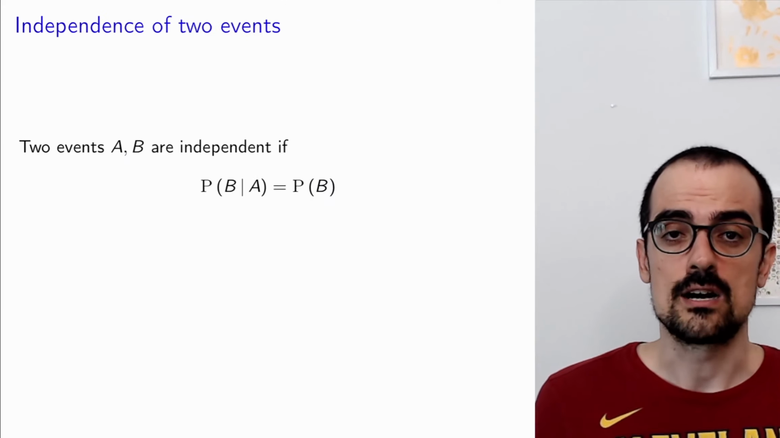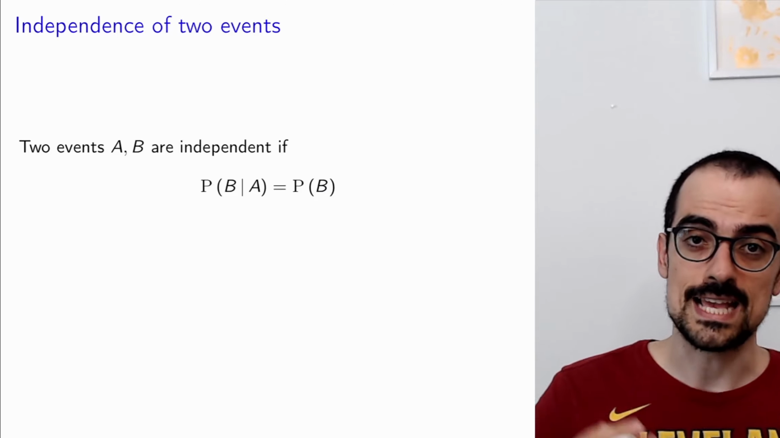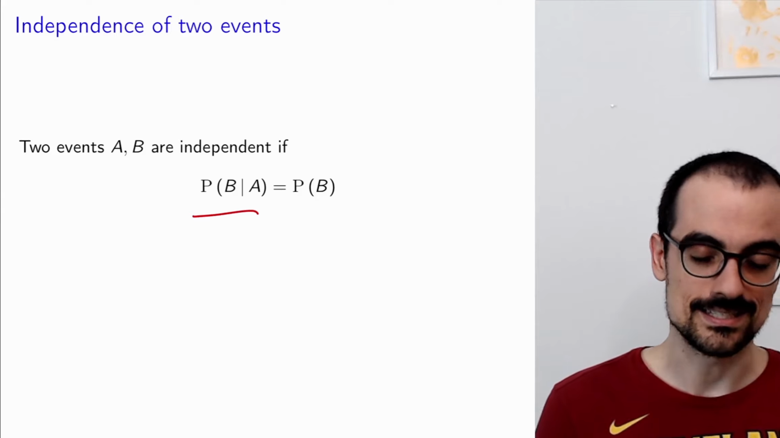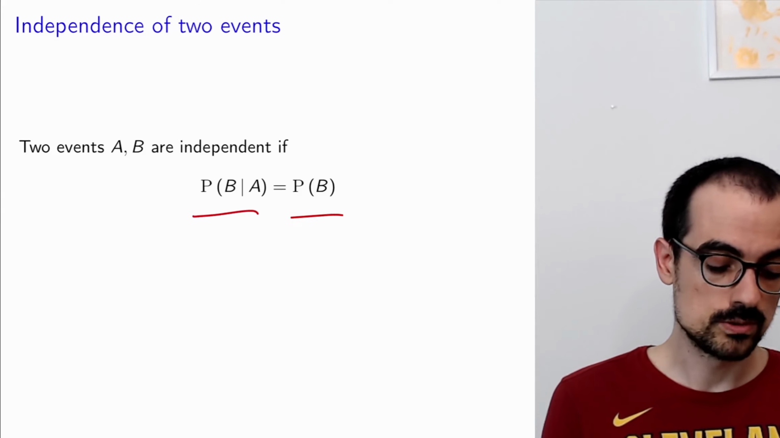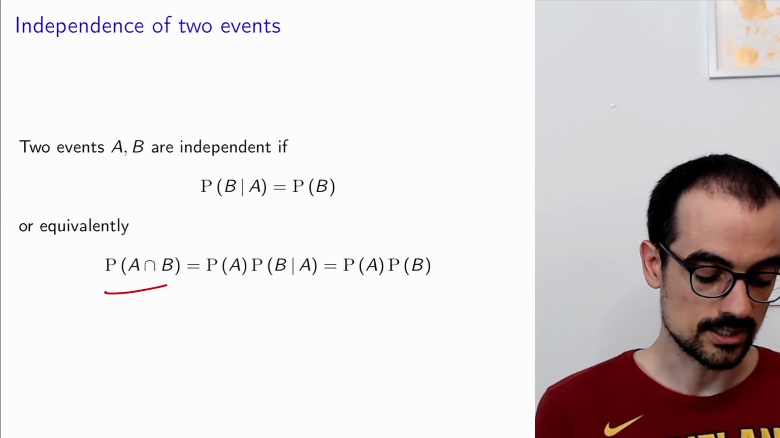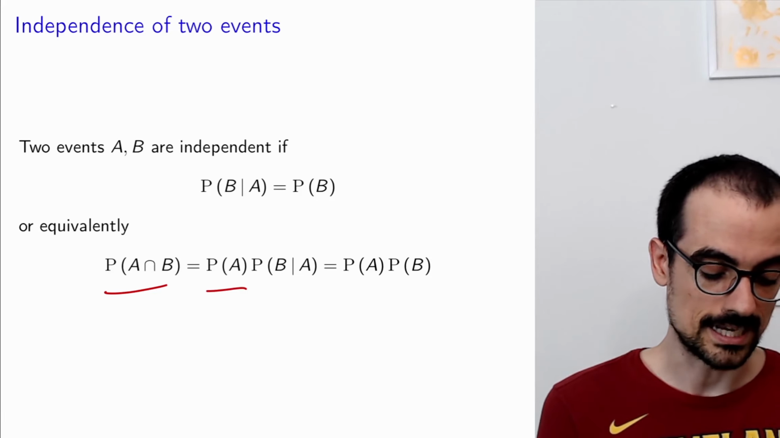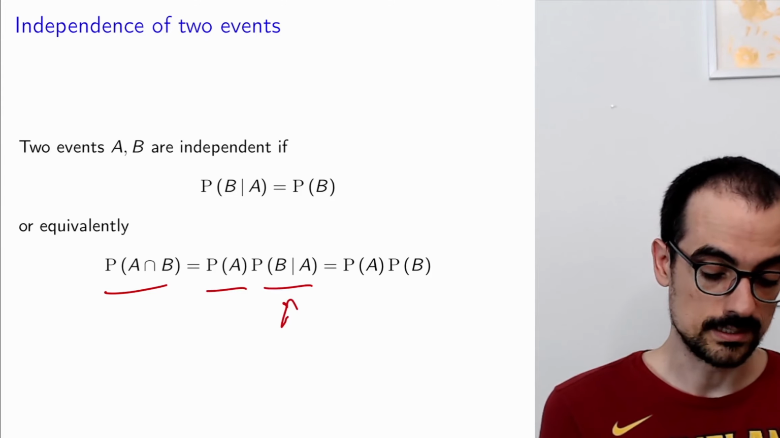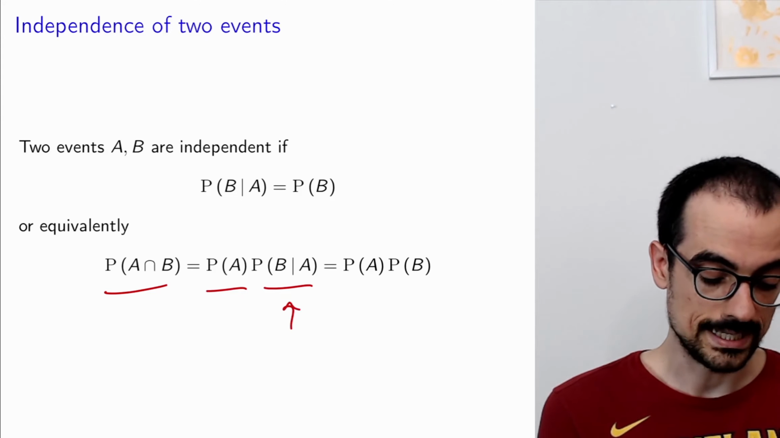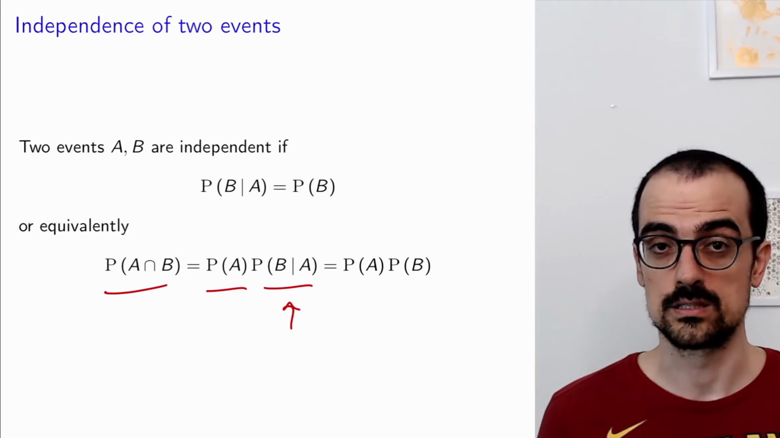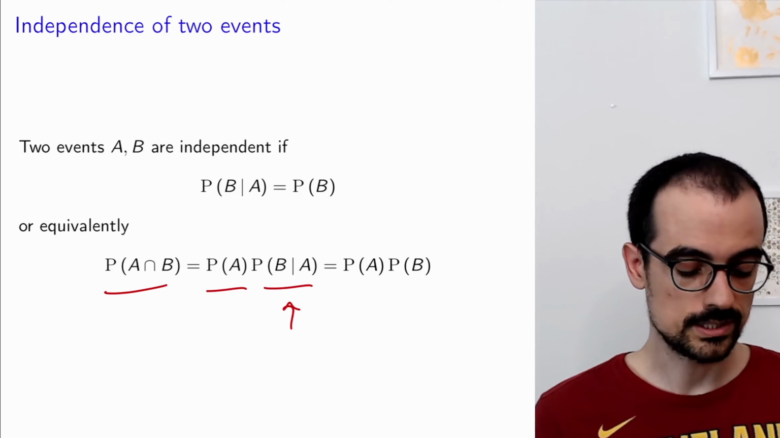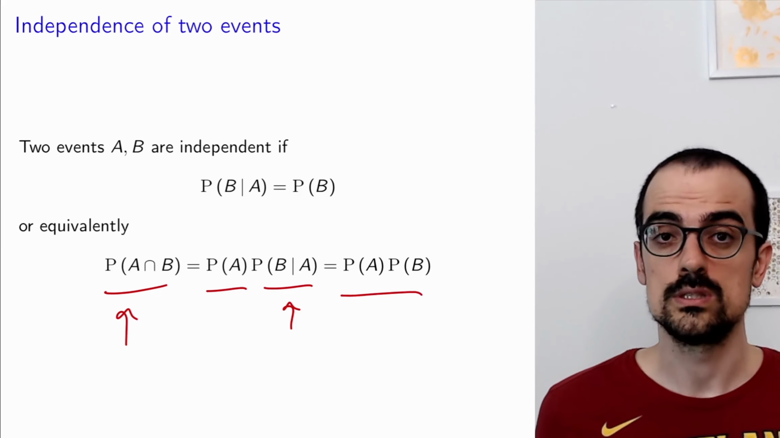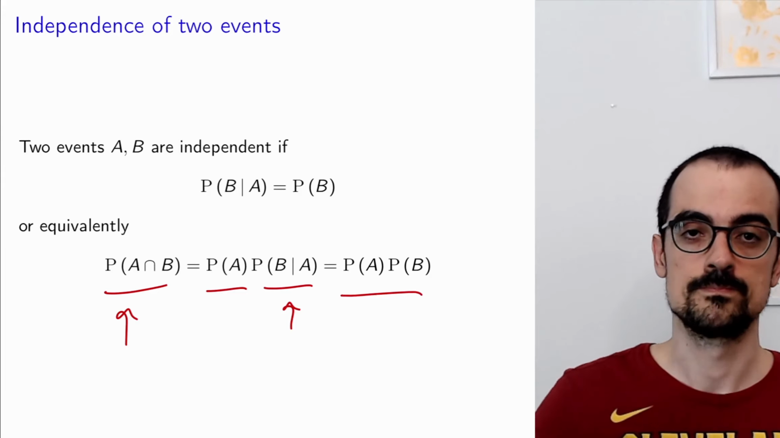Two events A and B are independent if the conditional probability of B given A is exactly the same as the probability of B. By the chain rule, we can write the probability of the intersection as the product of the probability of A times the conditional probability of B given A. If we plug in the probability of B there because they're independent, we get this equivalent definition for independence, which is that the probability of the intersection is equal to the product of the individual probabilities.